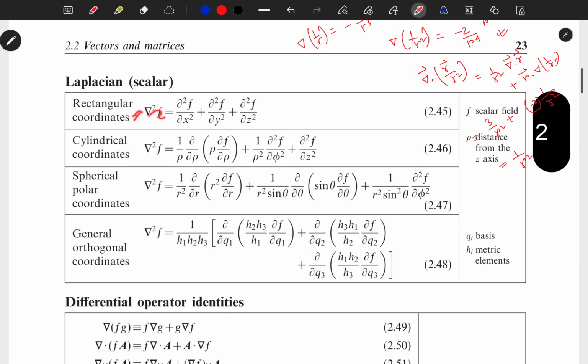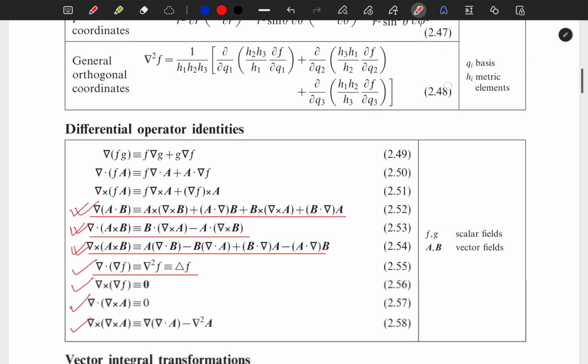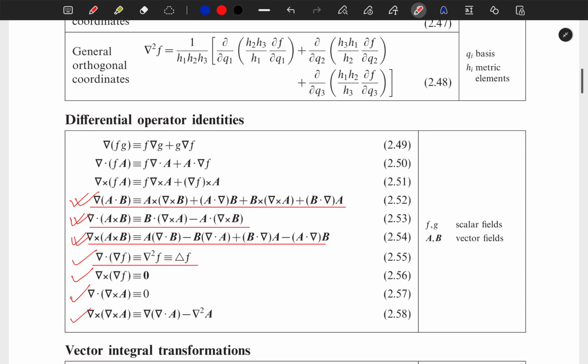Laplacian: the Laplacian of f equals divergence of grad f. This formula we know, there is a double derivative of every component. The differential operator will also distribute, it will follow distributive laws, and the important one is the gradient of a scalar product. It will contain all the cross terms: A cross curl of B, B cross curl of A, times again A dot grad B, again B dot grad A.